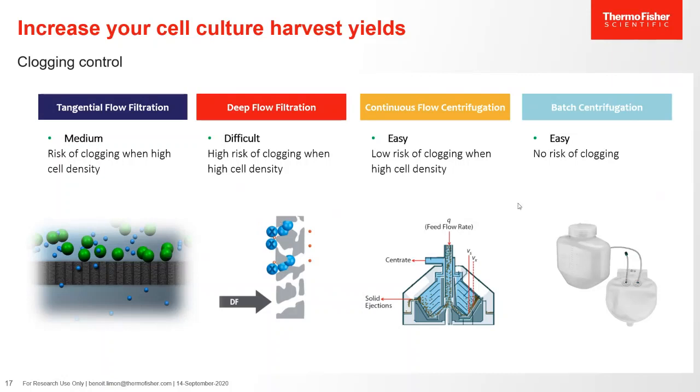Here we can understand that the cells are pressed against the filter, and there is a point that the filter will not be able to flow through the liquid, and that the process will have to be stopped. In the case of continuous flow centrifugation, we are thinking the control is easy and the risk is low of clogging even though the cell density is high. In the case of batch centrifugation, we are thinking the control is easy and there is no risk of clogging.